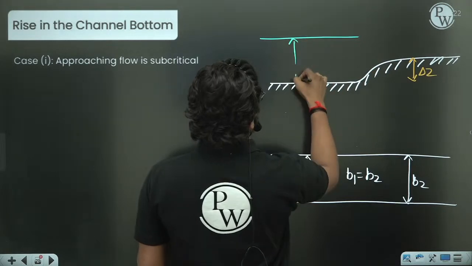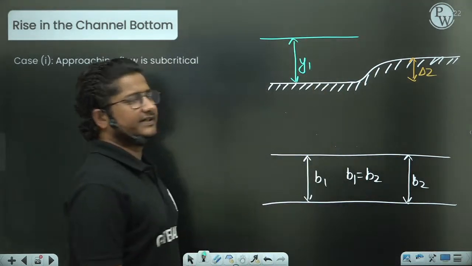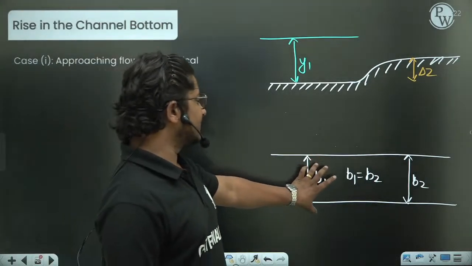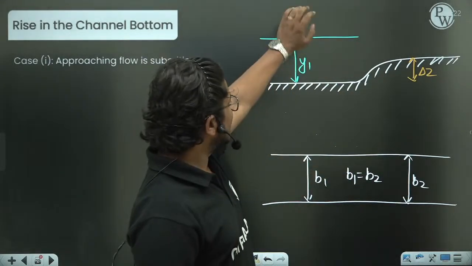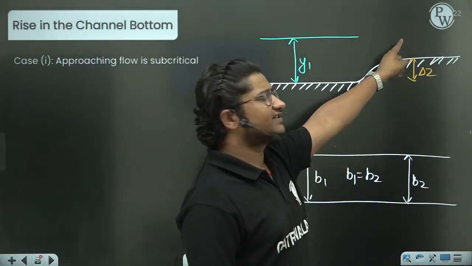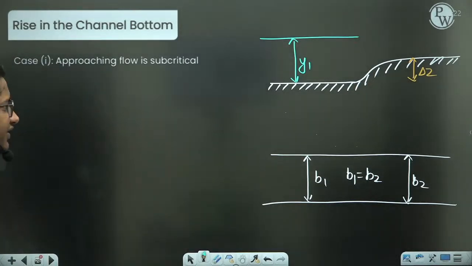So this is the Y1 depth. Clear? This is B1, this is B2, and this is the Y1 depth. These things are already given to you. Now what you need to find out is the Y2 depth, whether Y2 is more than Y1 or less than Y1.